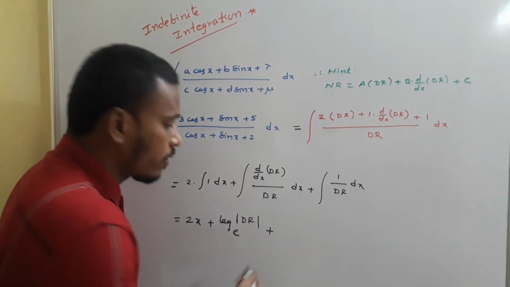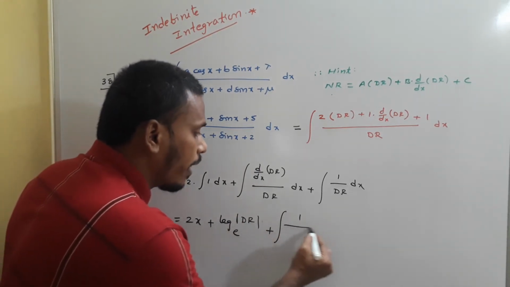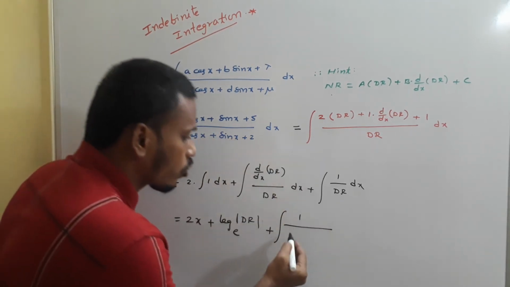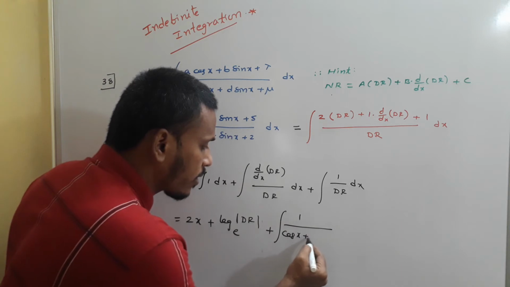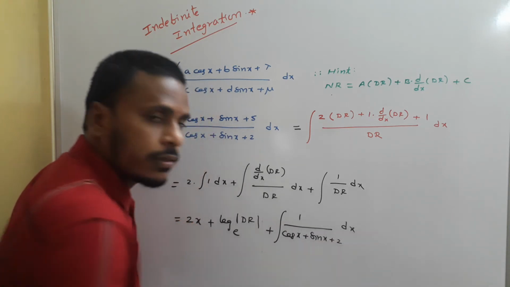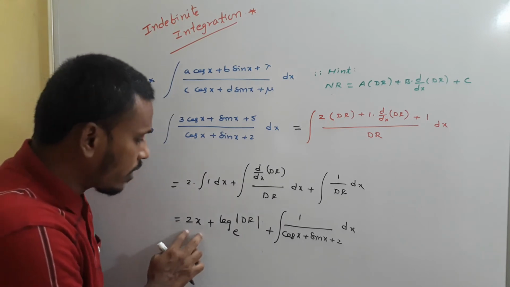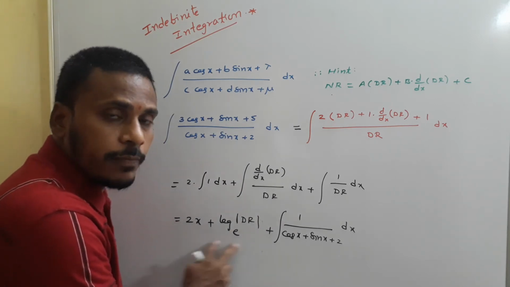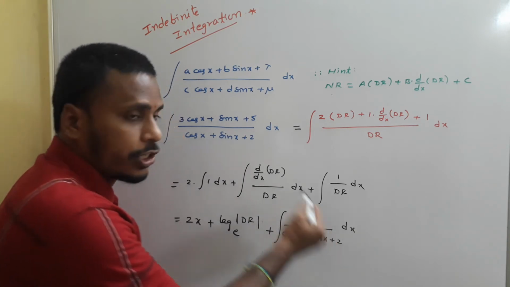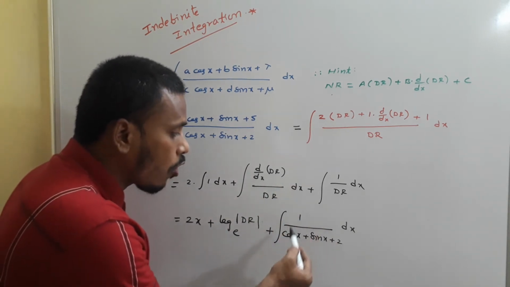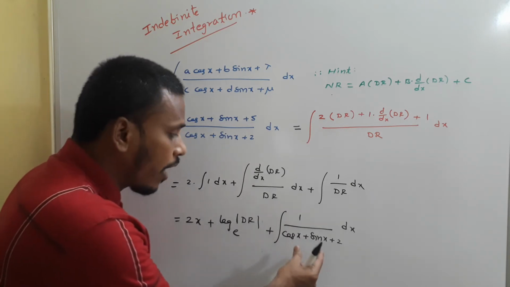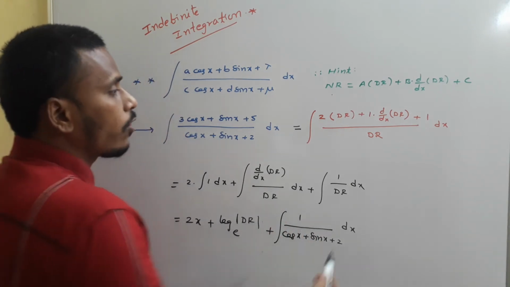And now what is the last term? The integral of 1 by denominator. What is the denominator here? Cos x plus sin x plus 2, dx. This part, 2x and log of denominator base e, is clear, but now we need to calculate the integral of the function 1 by cos x plus sin x plus 2 dx. Calculate this integral and replace it here. So how to calculate this integral?